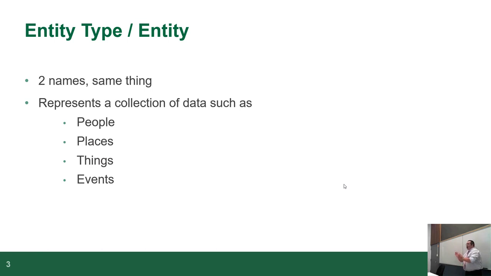For starters, we're going to talk about entities. Entities are the most basic unit in database design. There are two terms, entity type and entity, and essentially they mean the same thing. Depending on who you talk to, they're used interchangeably. An entity type or an entity represents a collection of data on things. Essentially, an entity is a thing: people, places, things, events, that kind of stuff. That's what entities are.